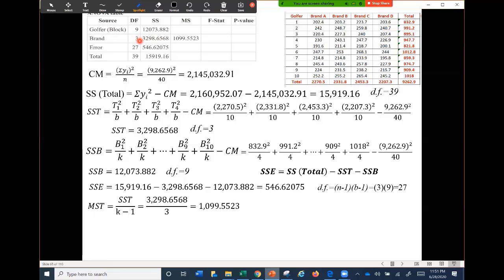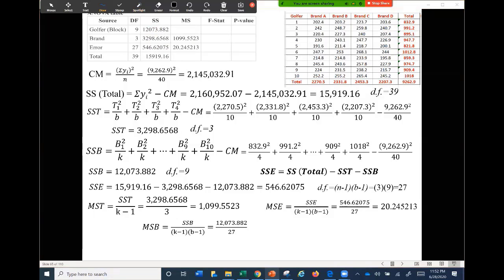Then the mean square for golfer, we need to write this value in this position, due to blocks, will be obtained by dividing the sum of squares by the corresponding degrees of freedom. That is the mean square error: the sum of squares divided by the degrees of freedom. And the mean square block is the sum of squares for block divided by the degrees of freedom for block. Oh, I made a mistake here. This formula is wrong. The degree of freedom here is 9, and actually will be b minus 1, the total number of blocks minus 1. We have 10 blocks minus 1 is 9.